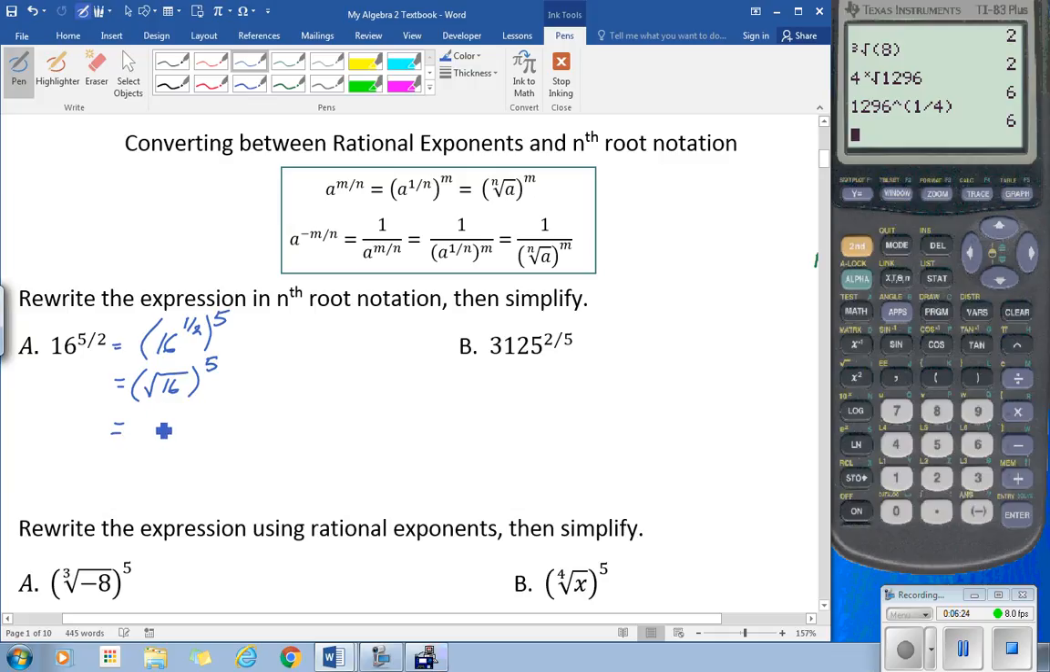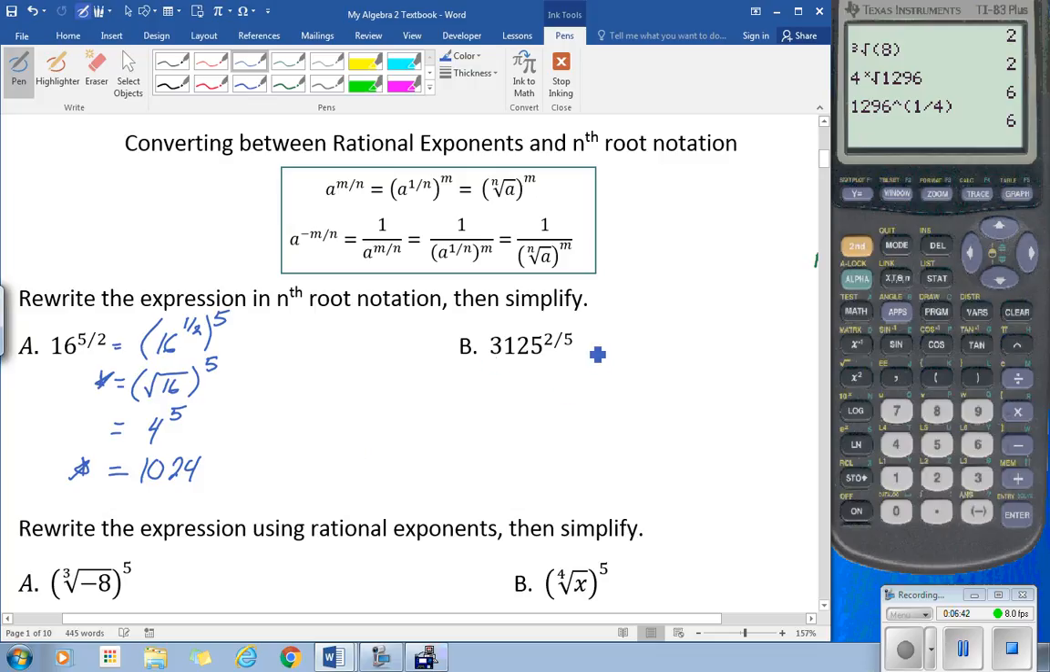The square root of 16 is 4. Raise that to the 5th. And then 4 to the 5th, if we plug that in the calculator or just type it in, it's 1024. Okay. So we'd be looking for both this notation right here, that's the nth root notation, and then this would be the simplified answer.